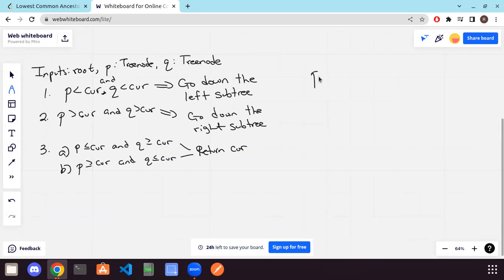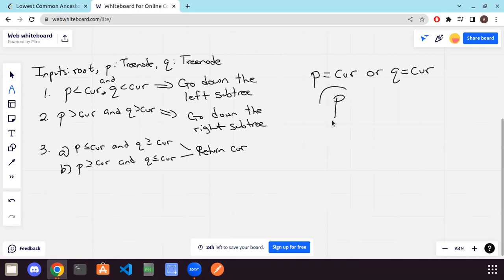Assume that p equals cur or q equals cur. Remember that in the question, they say that nodes can be descendants of themselves, right? So if either p equals cur or q equals cur, then we know we have to return cur because we have reached the lowest common ancestor of both p and q.